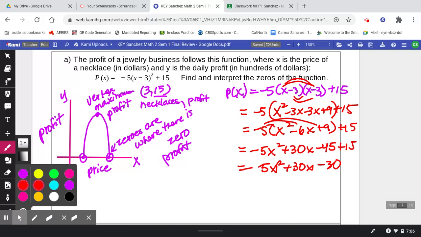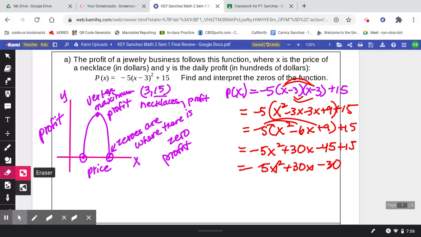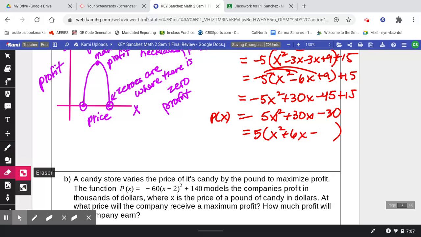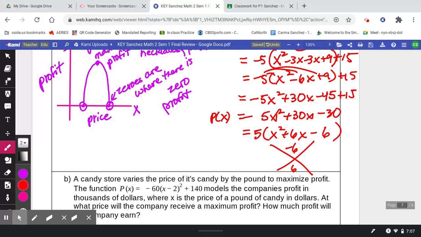Now that this is in standard form for P of X, we can try factoring it. Factoring would mean a 5 comes out, and then negative 30 is at the back. I'm sorry, we take a 5 out of that as well, and a negative 6 is at the back. All right, what times what equals negative 6 and adds up to 6?